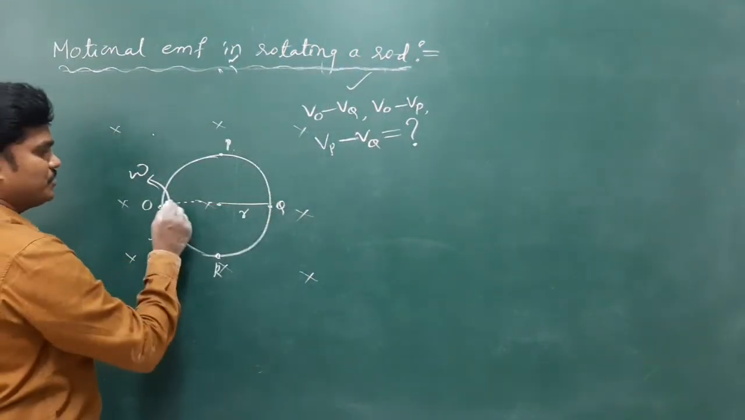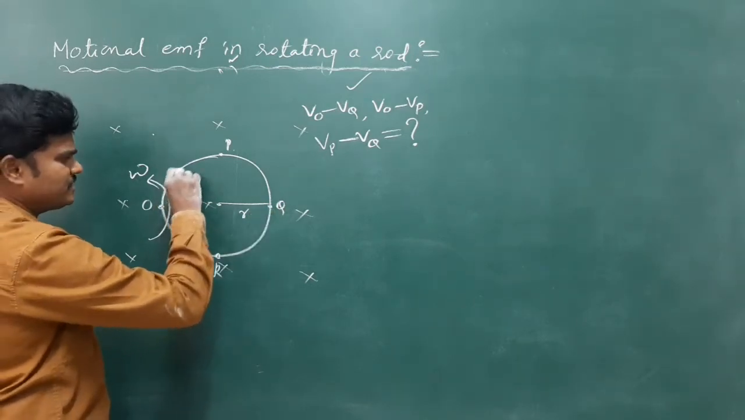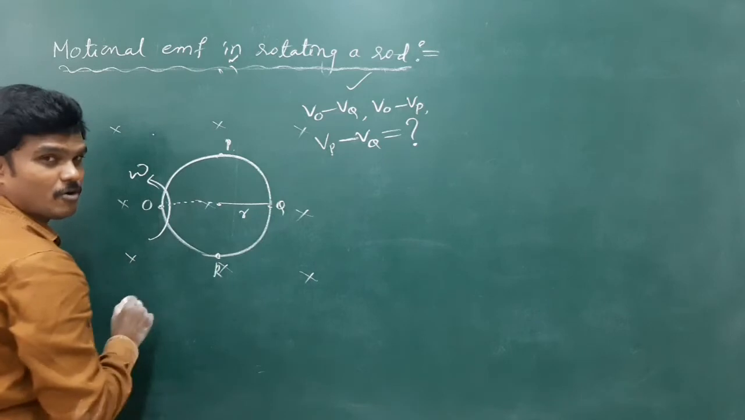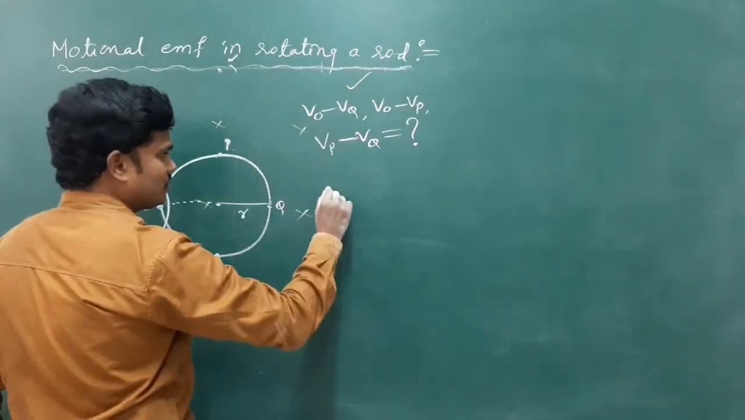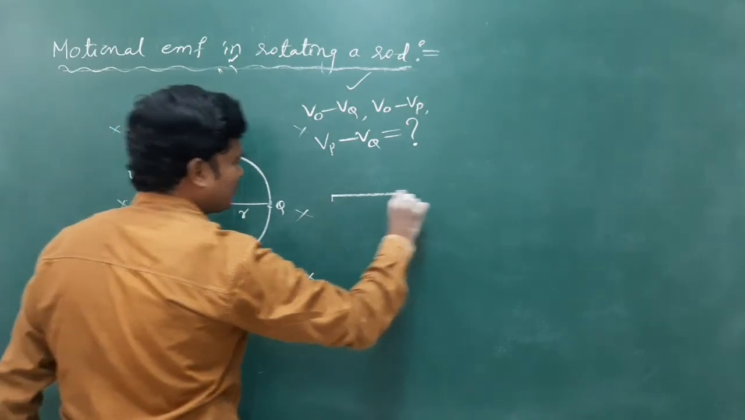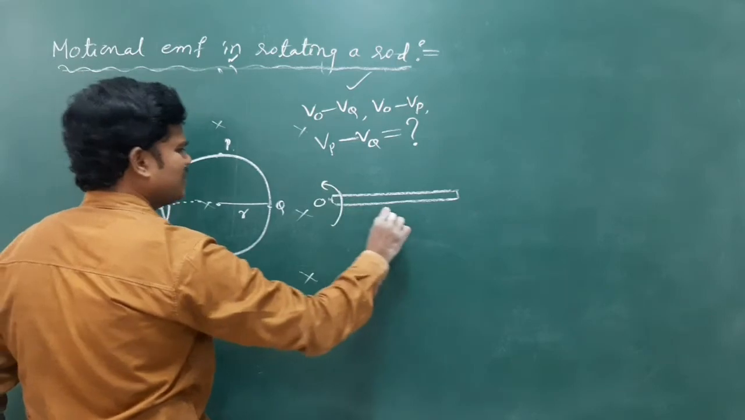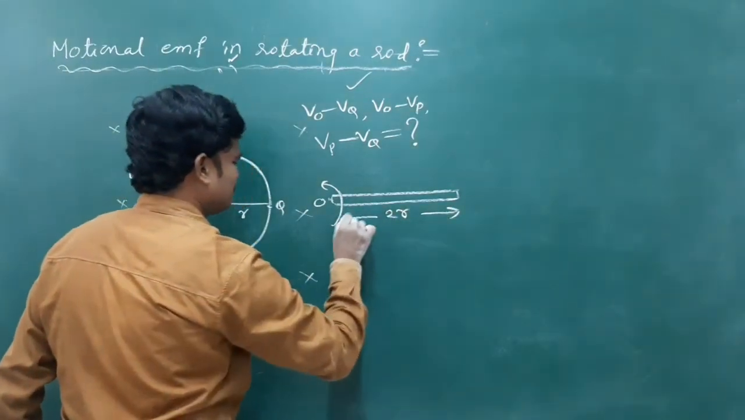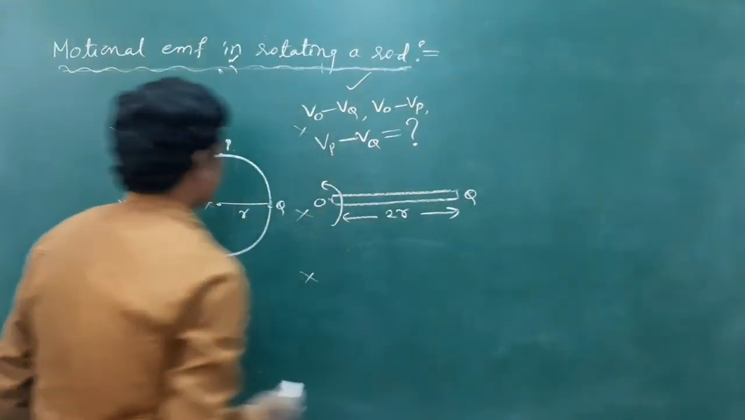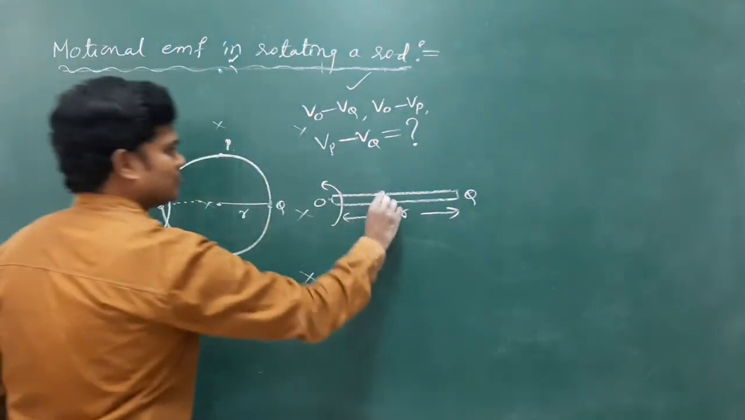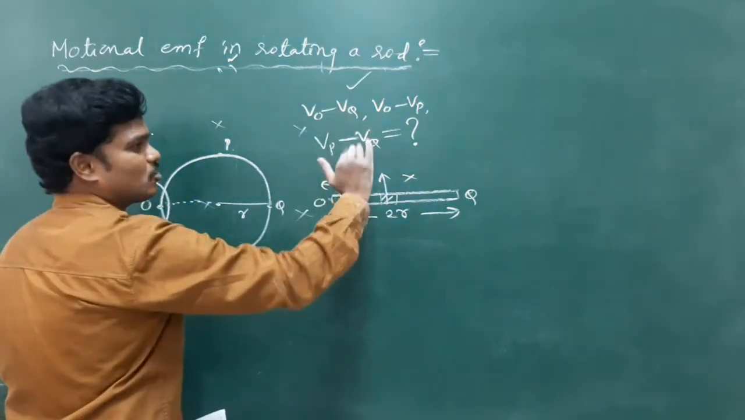See VO minus VQ, O to Q. Just replace the semicircular wire with a rod. That semicircular wire I am going to replace with a rod and fix it at O, rotating like this, and the displacement is 2r. This is O, this is Q, and it rotates like this. So it rotates upward. The field is into the board, V cross B.